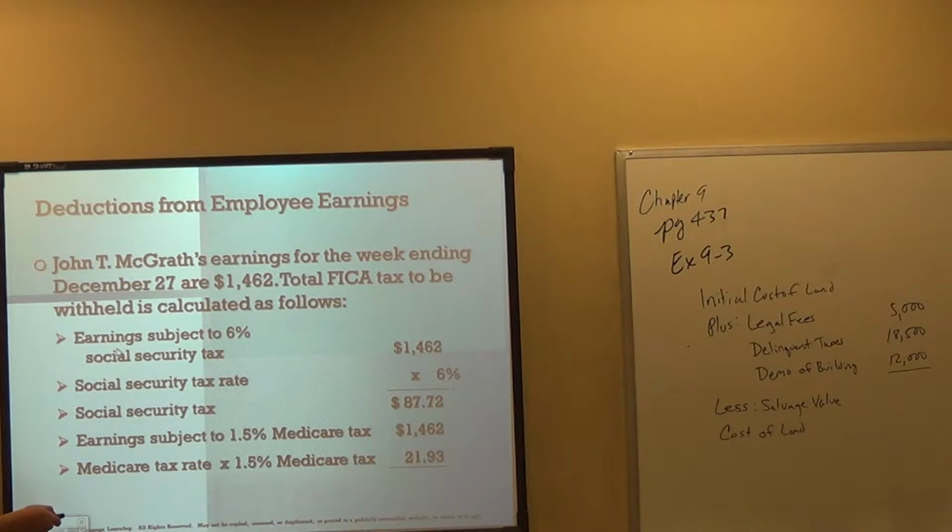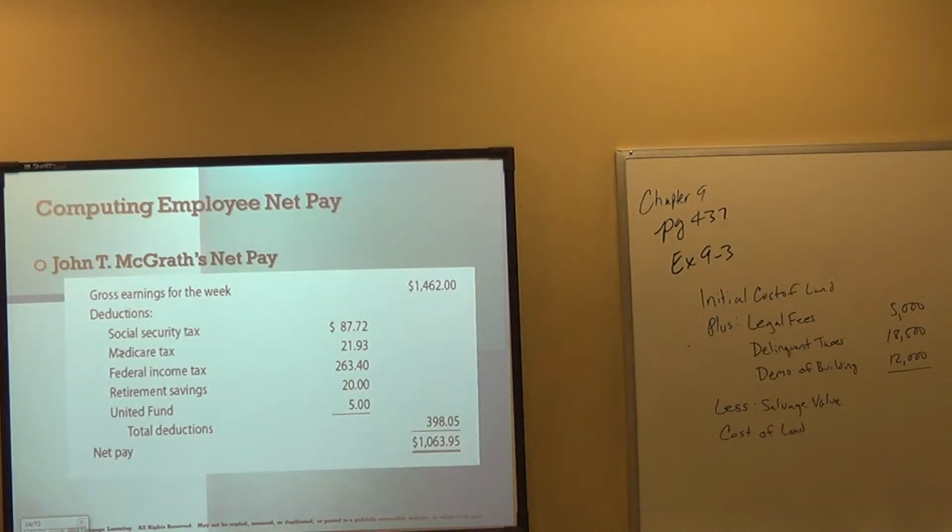So here's your rate there, 6%. And so you have $87.72 going to that. Then you have your Medicare tax, which is on all of that there. So it's $21.94. And that gives me a total FICA of $109.95. All right. And so these are all the breakdowns of what you have here. And so out of all that, 1462, pull out $400. This looks like a paycheck.